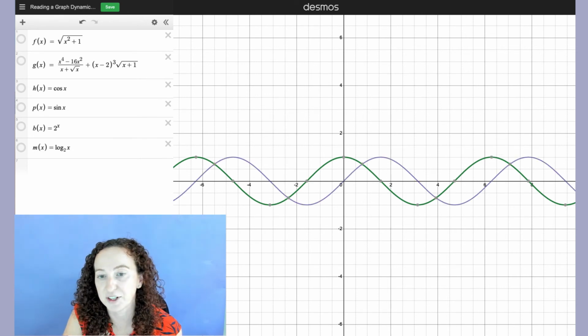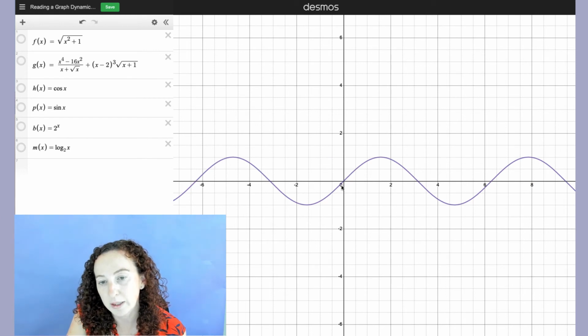The sine graph is very similar. I'm not going to go through that one. But instead of starting out at a max and going down, it starts out increasing.